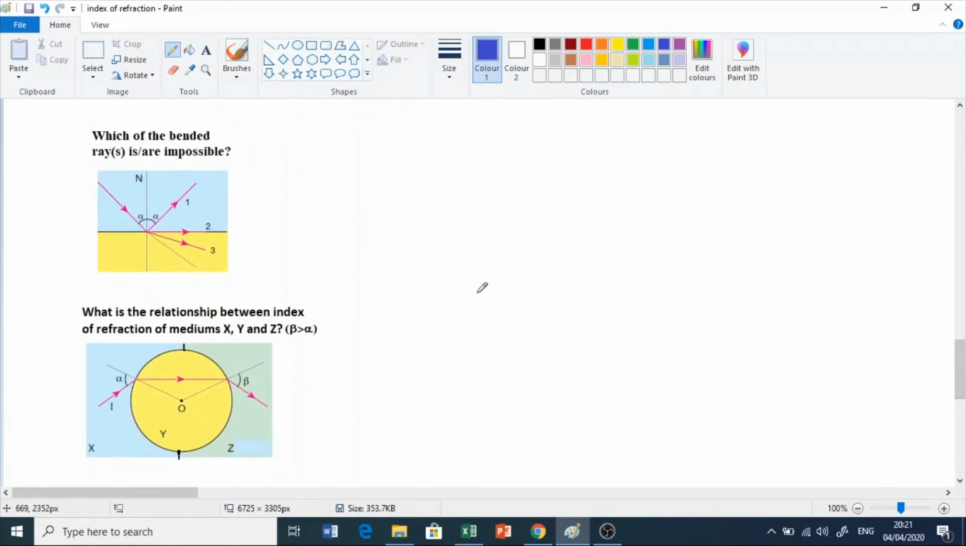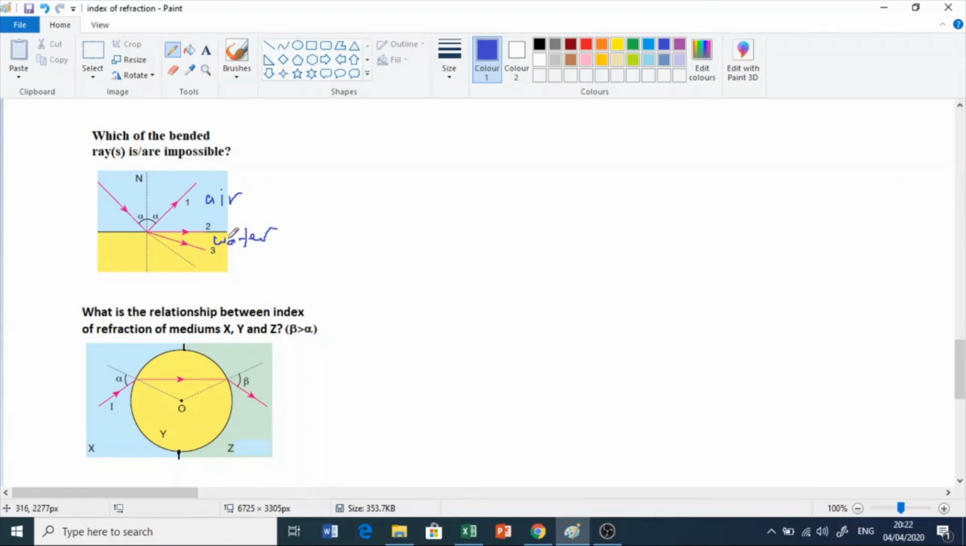Let's look at this example. Now, in this example, assume this medium is air, and the second medium is water. Here is an incident ray. And what will be the refracted ray? Is it possible to be the first one, second one, or third one?